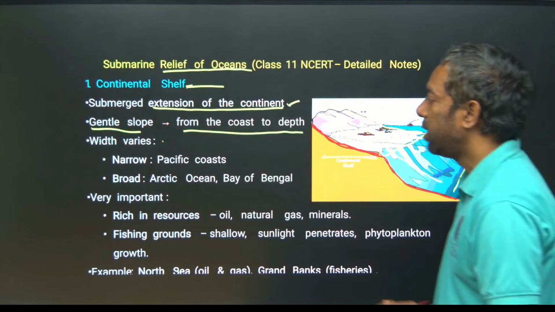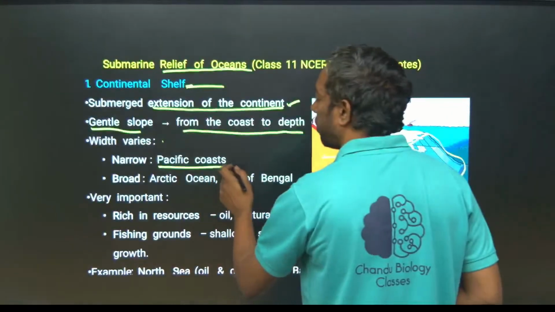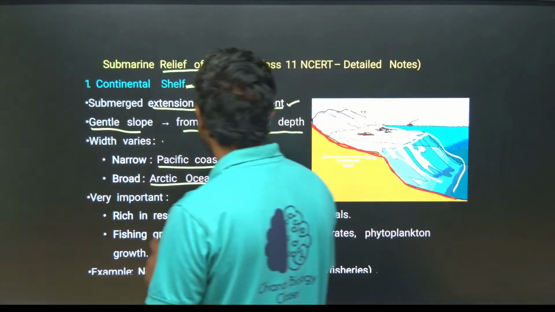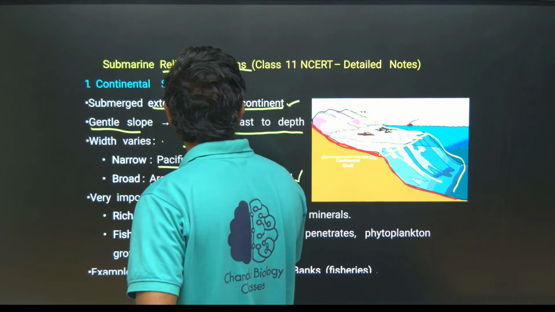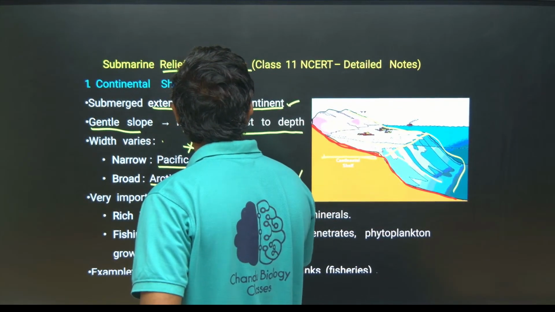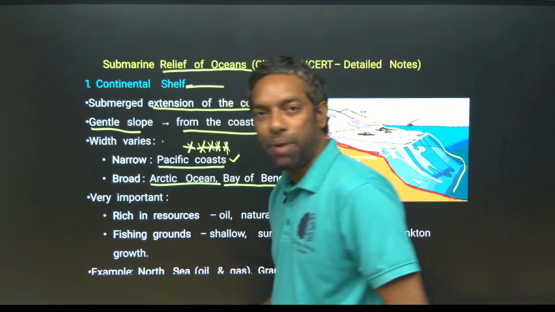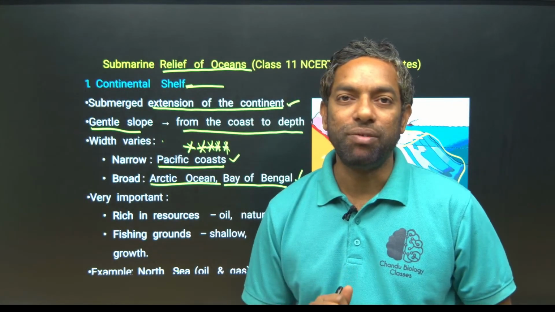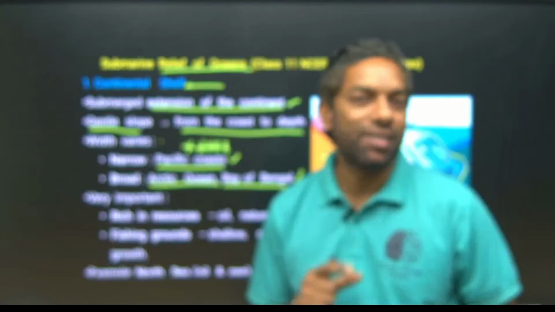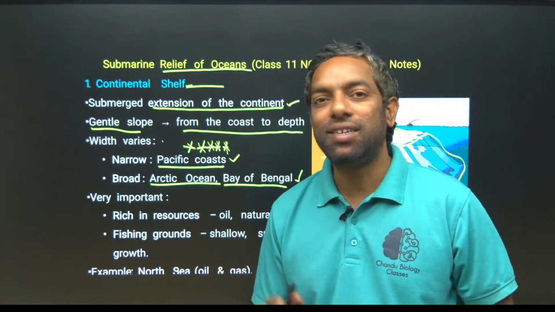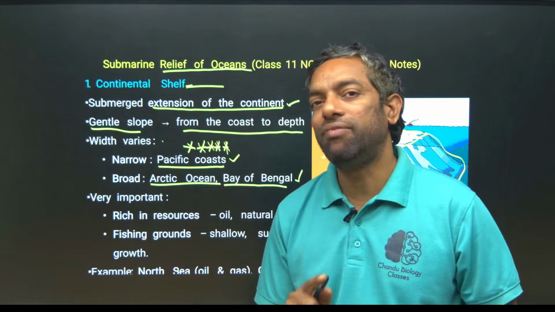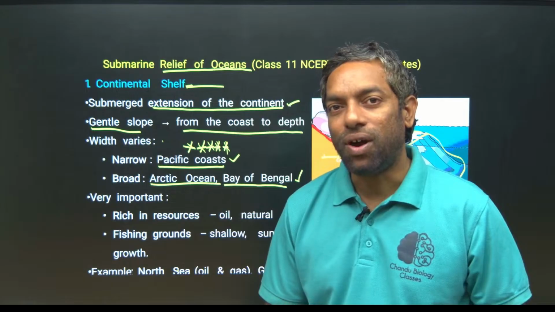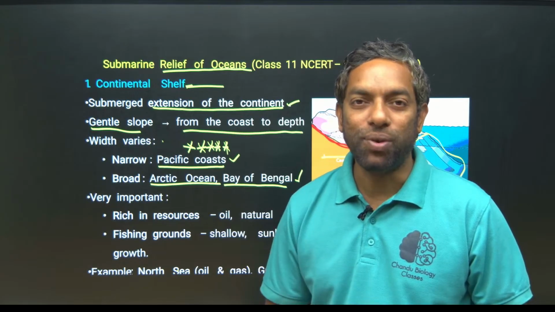It is narrow on the Pacific coast, broader on the Atlantic coast and the Bay of Bengal. This is important from the exam point of view. The continental shelf is broader in the Bay of Bengal and along the Indian east coast. The eastern coast is very broad, while the western coast is narrow. At the same time, the Pacific Ocean coast is narrow and the Atlantic Ocean coast is broader.